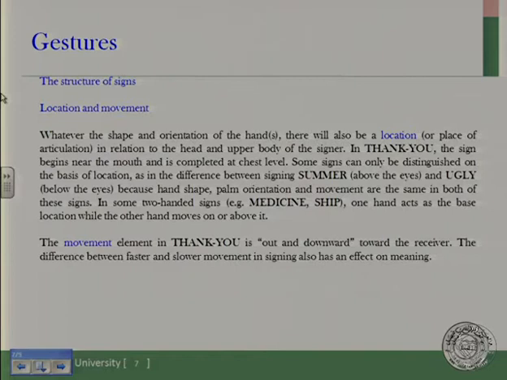The movement element in thank you is out and downward toward the receiver. The difference between faster and slower movement in signing also has an effect on meaning. If you are doing this fast or doing it slow, it has an effect on meaning.